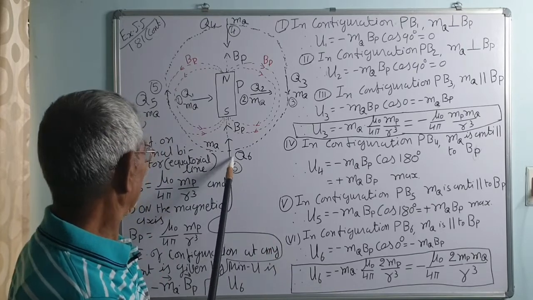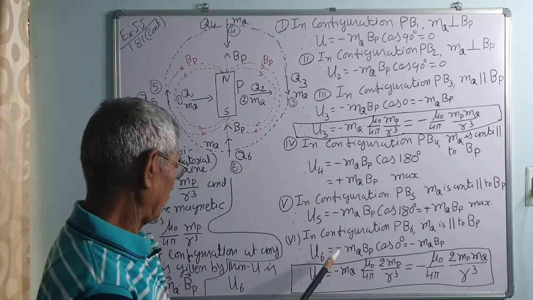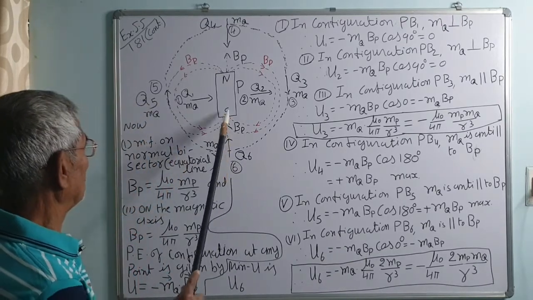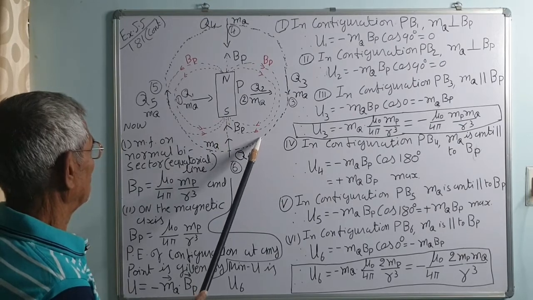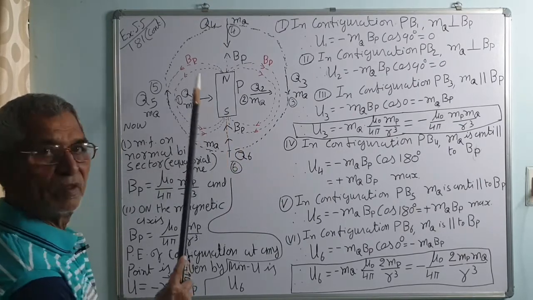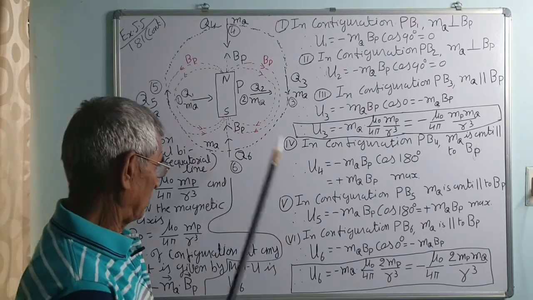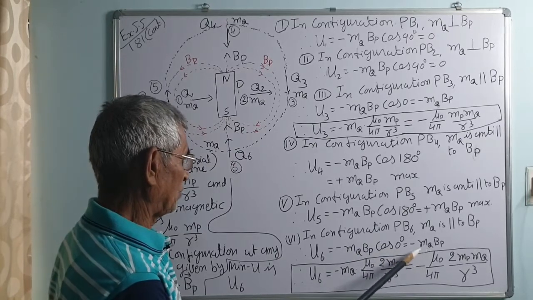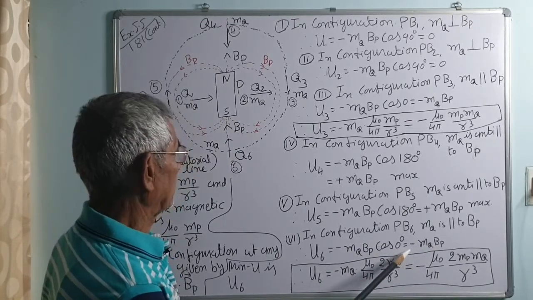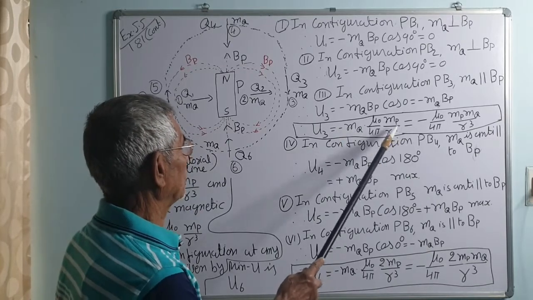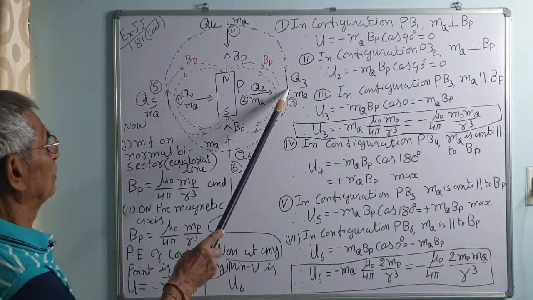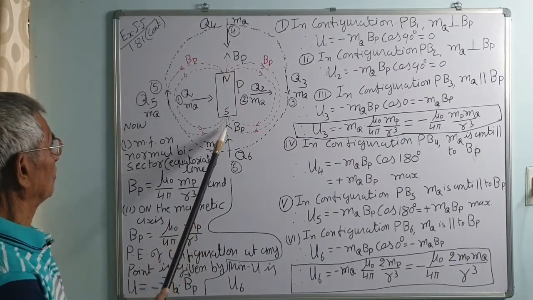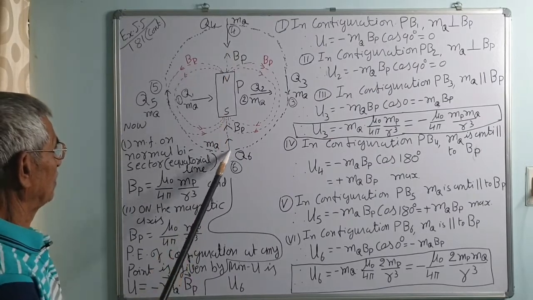In the last case, Q6, the potential energy of this configuration is minus MQ BP. What is this? This is parallel to BP. The field is like this. You can draw one more line. That is parallel, so the angle is 0, cos 0 is 1, that is minus MQ BP. Now here also minus MQ BP, and in U3 also minus MQ BP, but that is on the equatorial line, whereas this is on the axis, since the axis is passing through the NS.